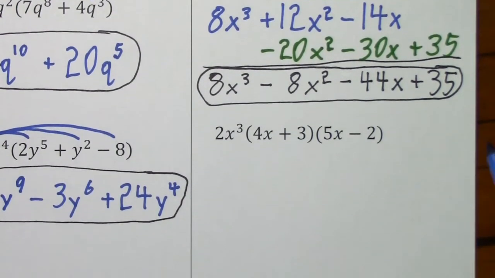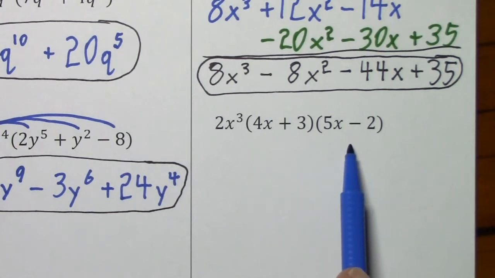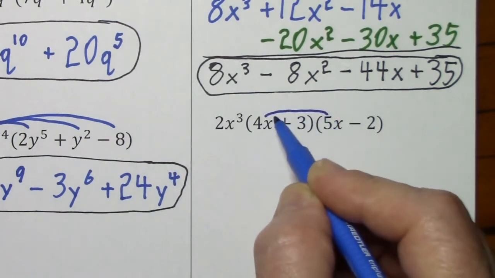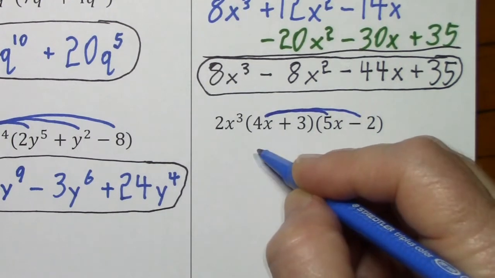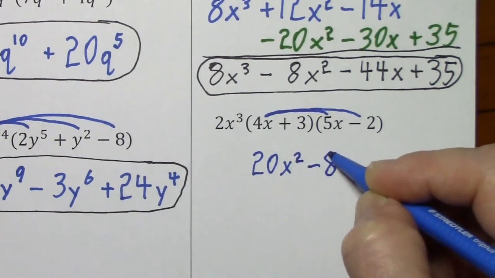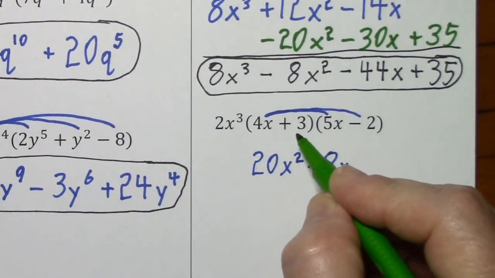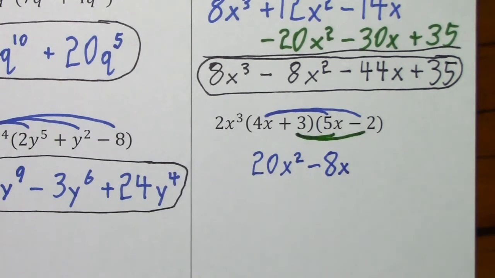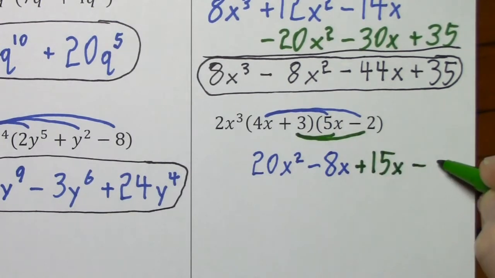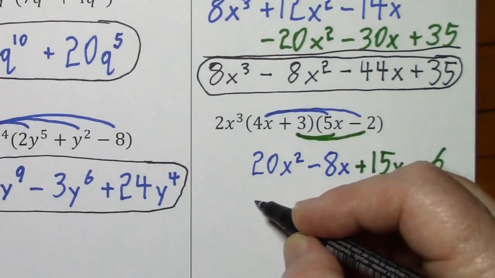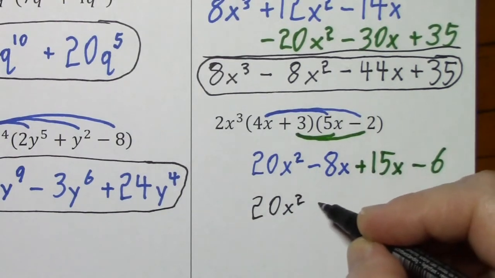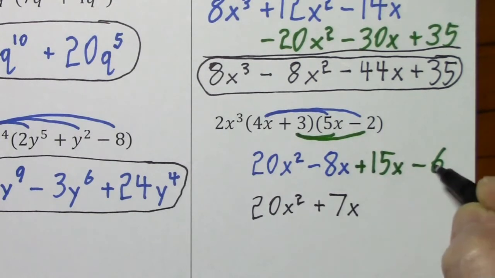Down here my preference is basically to multiply these two binomials together and deal with this last. So I'll say 4x times 5x and 4x times negative 2. Positive 3 times 5x and positive 3 times negative 2. So I'll bring down my 20x squared. Combine these two like terms. Bring down the negative 6.